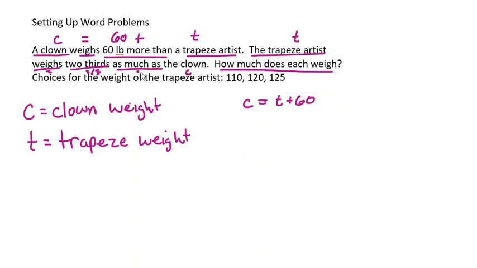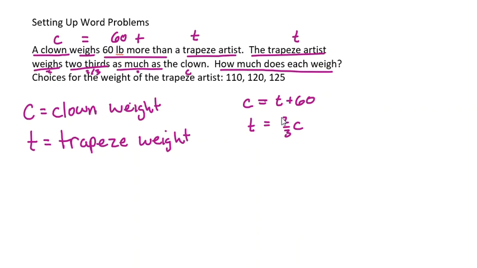So if we take the clown's weight and multiply it times 2/3, if we figure out what 2/3 of the clown's weight is, that's what the trapeze artist weighs. So let's rewrite that in a sentence. T weighs 2/3 as much as, or of, the clown C. So look at that, we've got two equations, and now if we could just think of a way to put these two equations together.